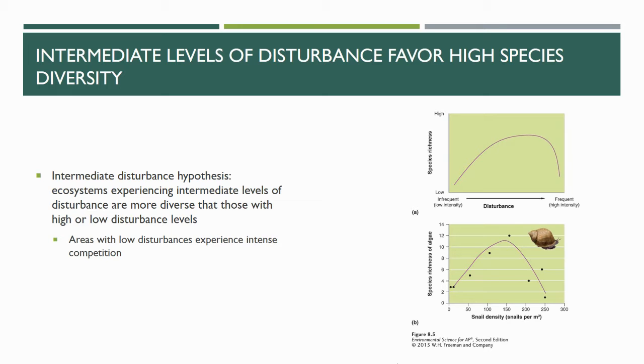The intermediate disturbance hypothesis says that ecosystems experiencing intermediate levels of disturbance are more diverse than those with high or low disturbance levels, which we can see with those graphs there on the right. Areas with low disturbances experience intense competition. And we know that organisms competing for the same resource are unlikely to be able to survive and thrive together. So we want intermediate levels of disturbance to have the maximum amount of biodiversity.